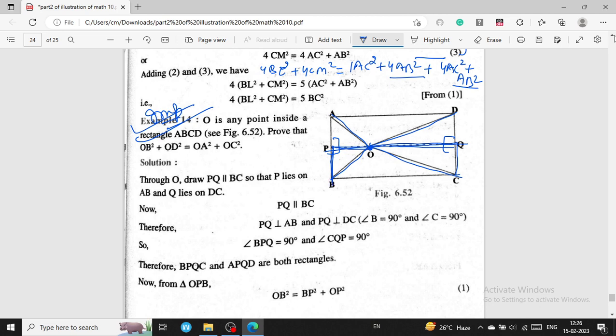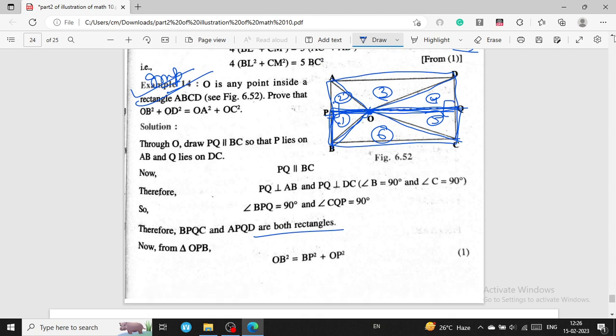Therefore BPQC is one rectangle, and PQDA is another rectangle. In both rectangles we have given triangles. Triangle OPB is the first triangle, this is the second triangle, this is the third, fourth, fifth, and sixth triangle. There are 6 triangles in total given here.